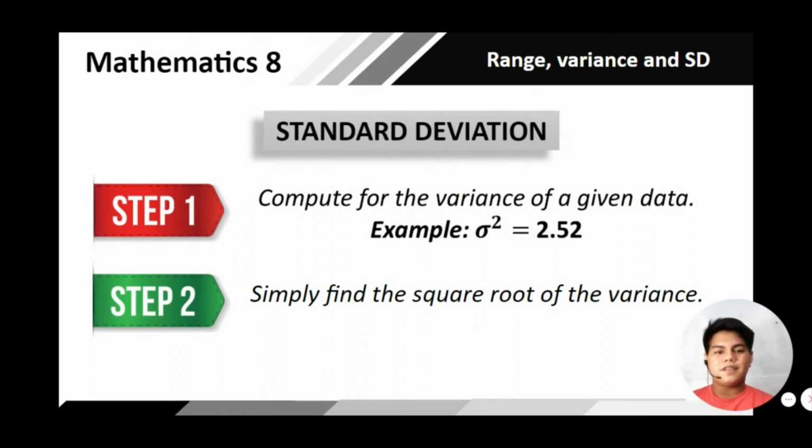Lastly is the standard deviation. There are only 2 steps in finding the standard deviation. Step 1 is to compute for the variance of a given data, and then step 2 is to simply find the square root of the variance. Example, we have here a variance of 2.52. To find the standard deviation, just find the square root of 2.52. The square root of 2.52 is 1.59. This is the standard deviation of our given set.